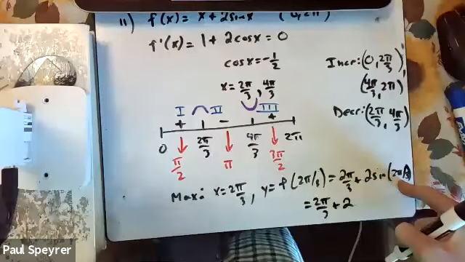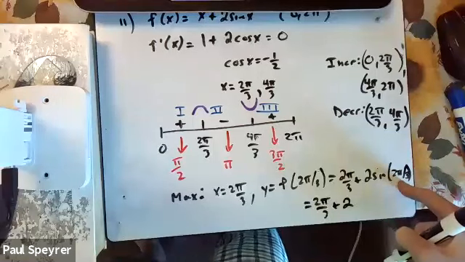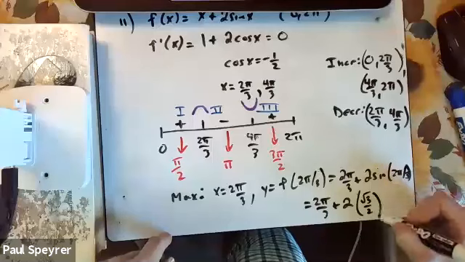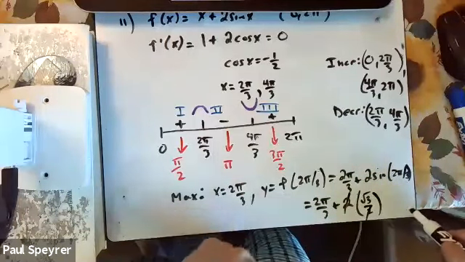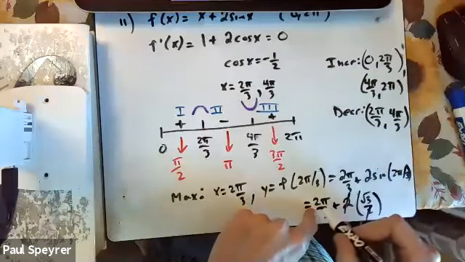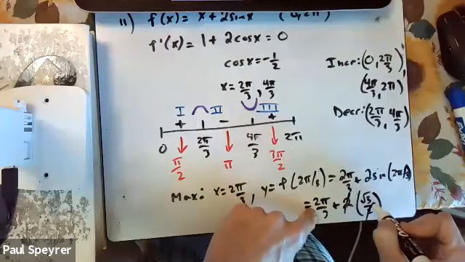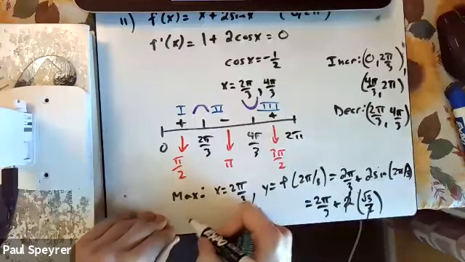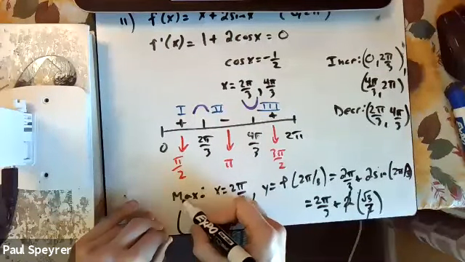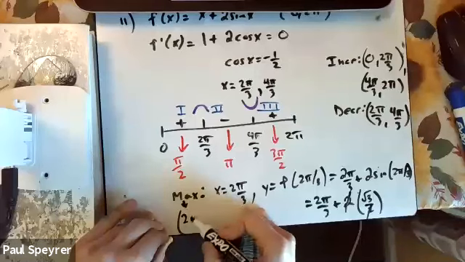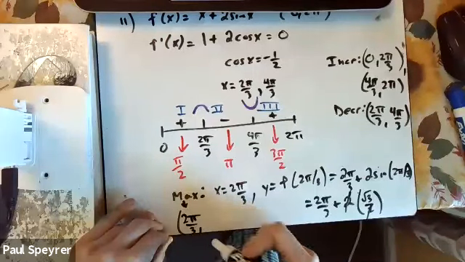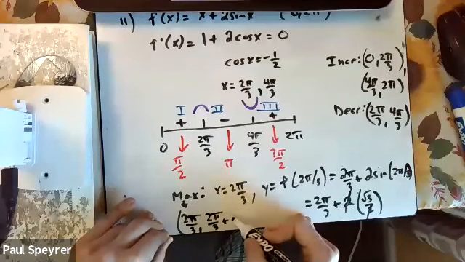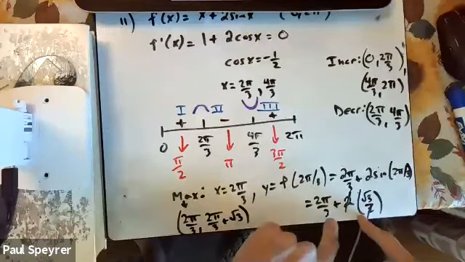What's sine of 2 pi over 3? Well, if you go to the unit circle, it's going to be the square root of 3 over 2. So these cancel out, and your answer would be 2 pi over 3 plus square root of 3. As a point, right? As a point right here, the max. That's 2 pi over 3 for the x. The y value is 2 pi over 3 plus root 3. That's this chunk right here.